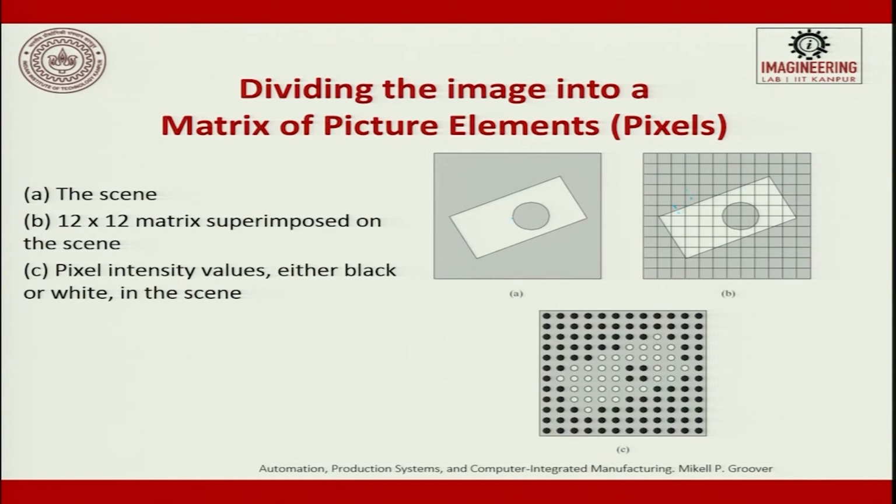So, on a scene, a 12 cross 12 matrix is superimposed. From the 12 cross 12 matrix we try to take the pixel intensity value, which is either black or white, and then you try to digitize the image.